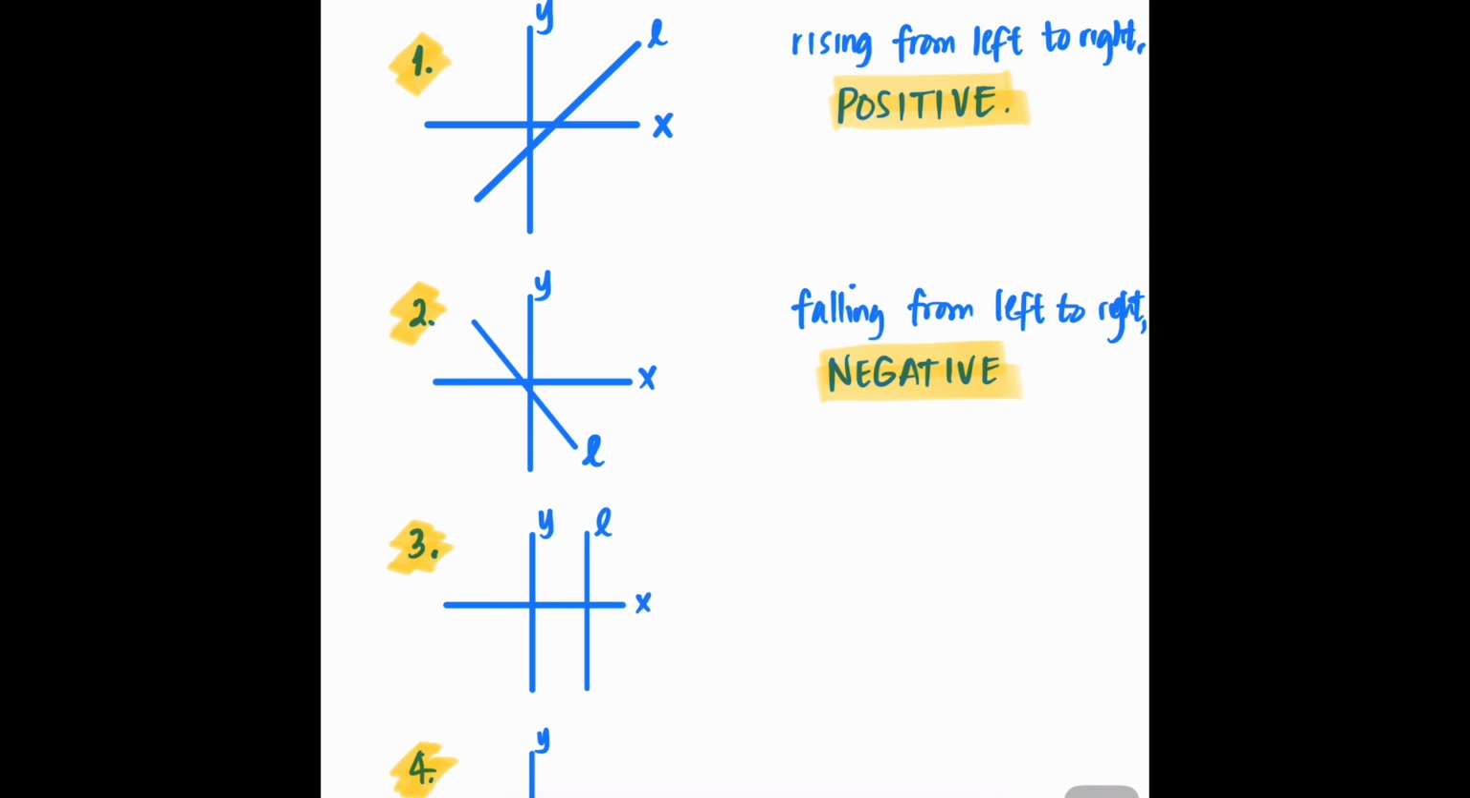Now the third example is, you can see here a vertical line. So you have line L right here for number 3. So that's line L. So if you see a vertical line on the grid, definitely the slope is undefined.